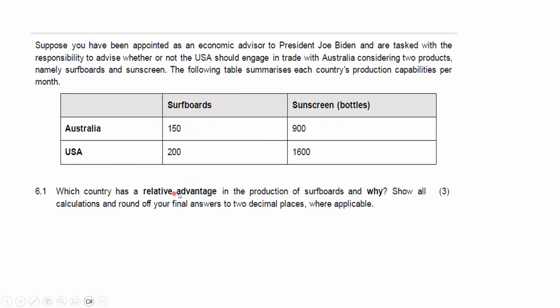The question is asking which country has a relative advantage. Relative advantage is another term for comparative advantage. So they're basically asking which country has a lower opportunity cost in the production of surfboards, and why. Show all your calculations and round off your final answers to two decimal places where applicable. The formula I like to use here is the one that says not asked over what has been asked. This is the formula that I came up with.